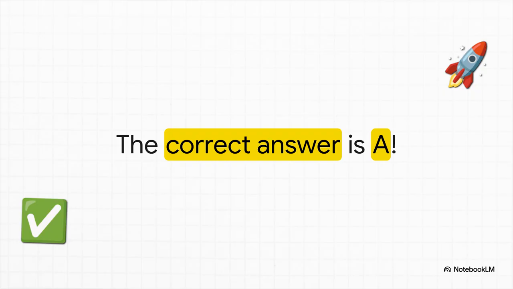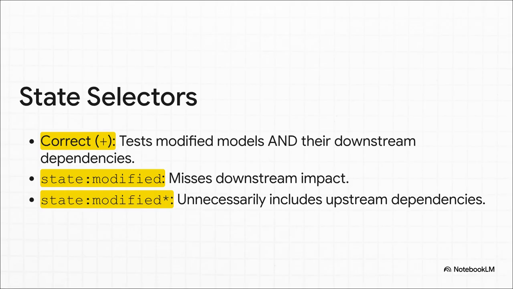And the correct answer is A again. That little plus sign in state:modified+ is your absolute best friend when it comes to building a smart and safe CI/CD pipeline. Here's the deal. That plus is what tells DBT to follow the dependency graph downstream. Without it, like in option B, you're only testing the model you touched. You could break a critical dashboard and you'd have no idea until it's too late. That plus sign gives you the perfect combo of comprehensive testing without being wasteful. It's all about safety and speed.